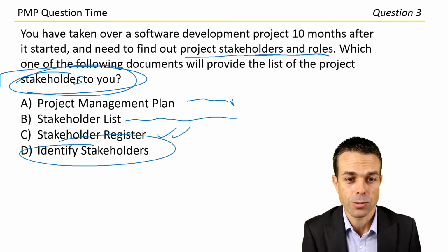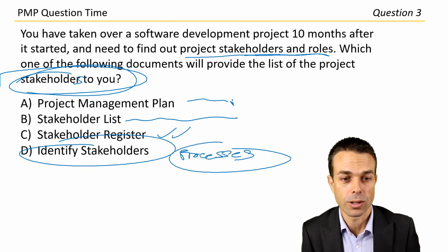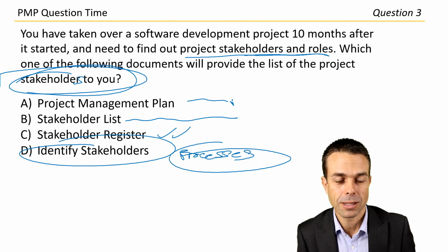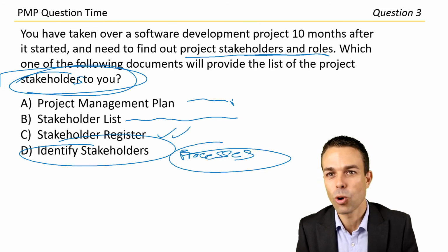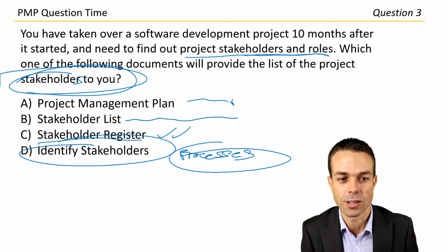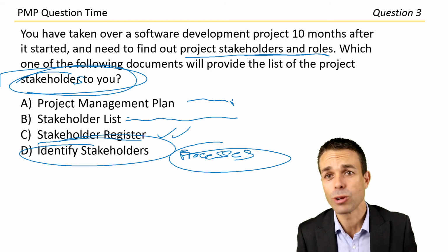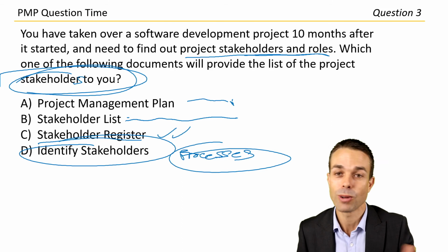Identify stakeholders, that's one of our processes, not necessarily a document that we're looking for. So, stakeholder list, and this is one of those things, it's a nuance. It's the way that it's called in the PMBOK guide. And so I think it's called the stakeholder register, not necessarily the stakeholder list. But in the real world, honestly, this wouldn't matter. You'd have a list of your stakeholders. Oh, actually, the register has more information.